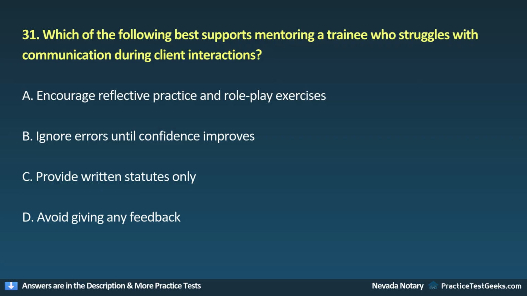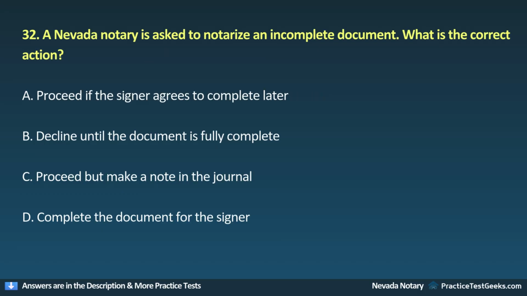31. Which of the following best supports mentoring a trainee who struggles with communication during client interactions? A. Encourage reflective practice and role-play exercises. B. Ignore errors until confidence improves. C. Provide written statutes only. D. Avoid giving any feedback.